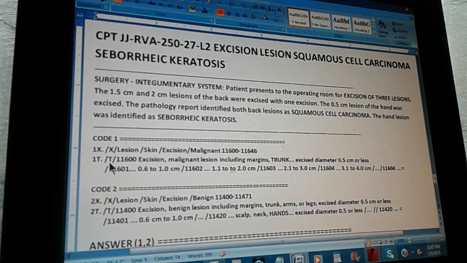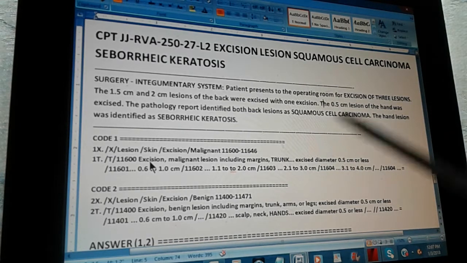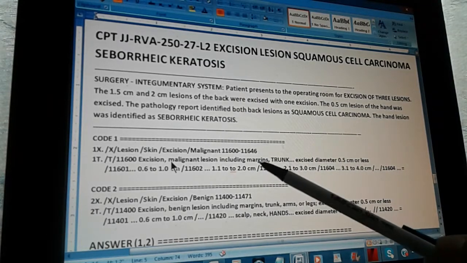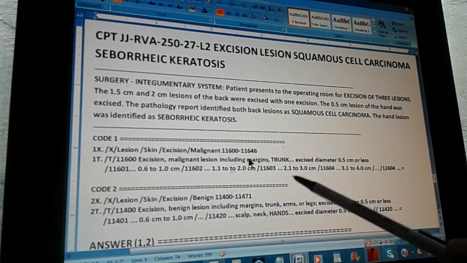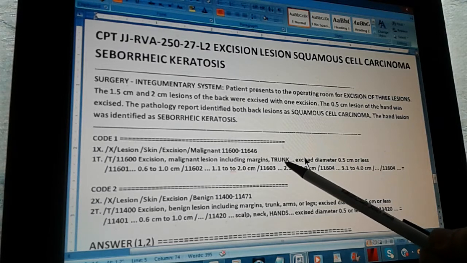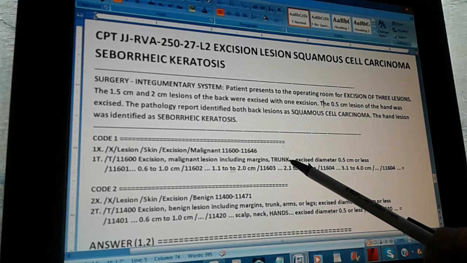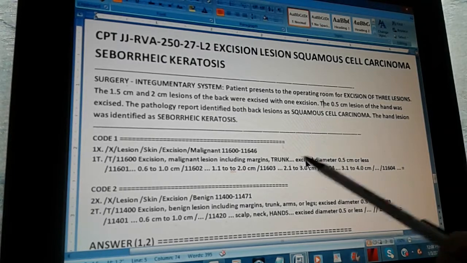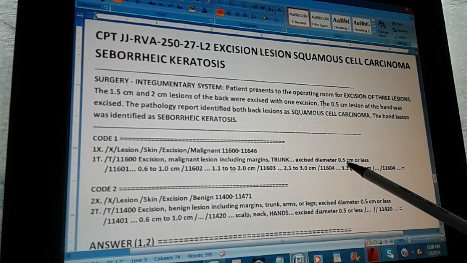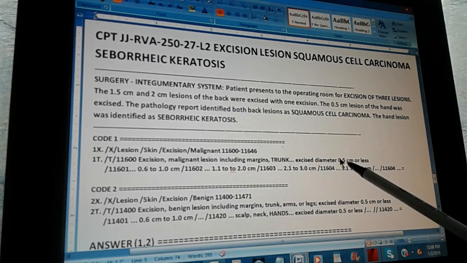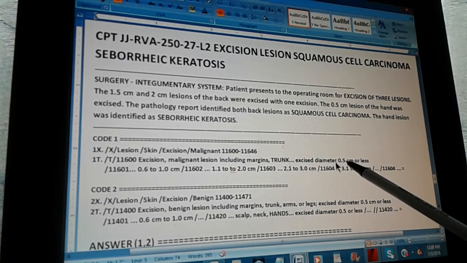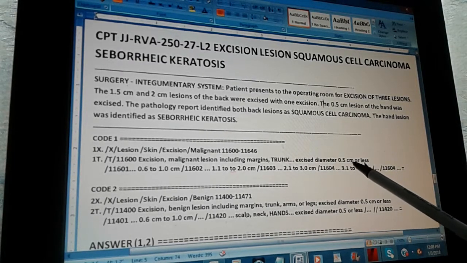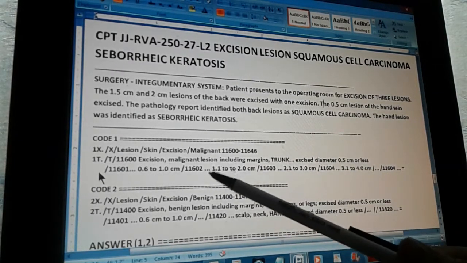So code 1 through the tabular is found like this. First, you go to the tabular. Then you start with code 11600. And the first one on your list, what does it say there? It says excision, malignant lesion, including margins, trunk. Trunk, that is the keyword, because the back is the trunk, right? And the excised diameter is 0.5 centimeters or less. We don't need this because ours is, remember, you add it all up, 1.5 plus 2 is 3.5. So let's keep searching for it.